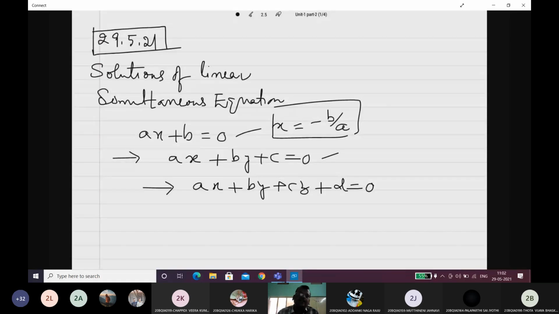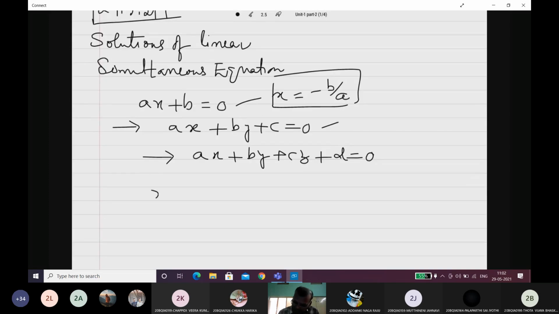Definitely it has a solution. But here we have to observe that the number of variables is 2 and the number of equations is 1. That is why it may have an infinite number of solutions. By giving different values to x and y that satisfy the equation, we get the solutions of that equation. Let us see an example.